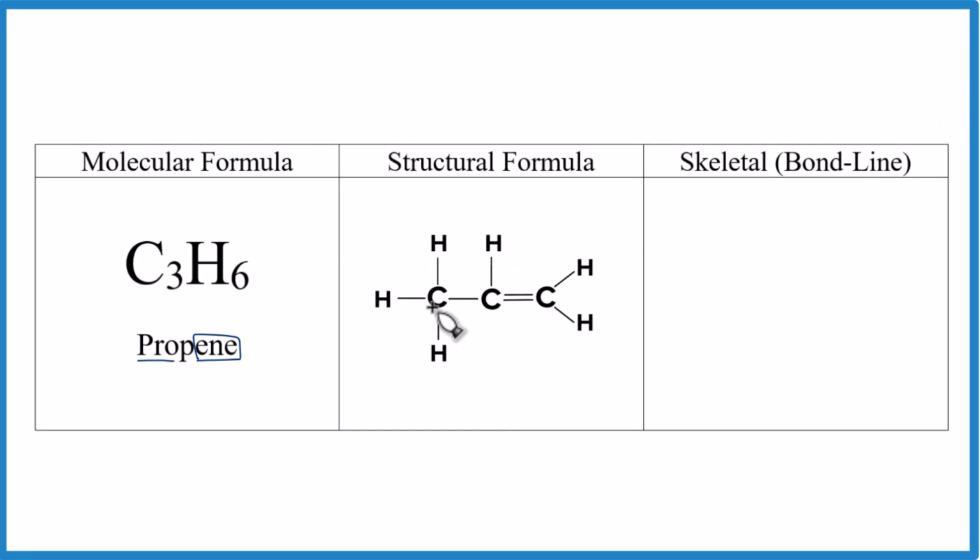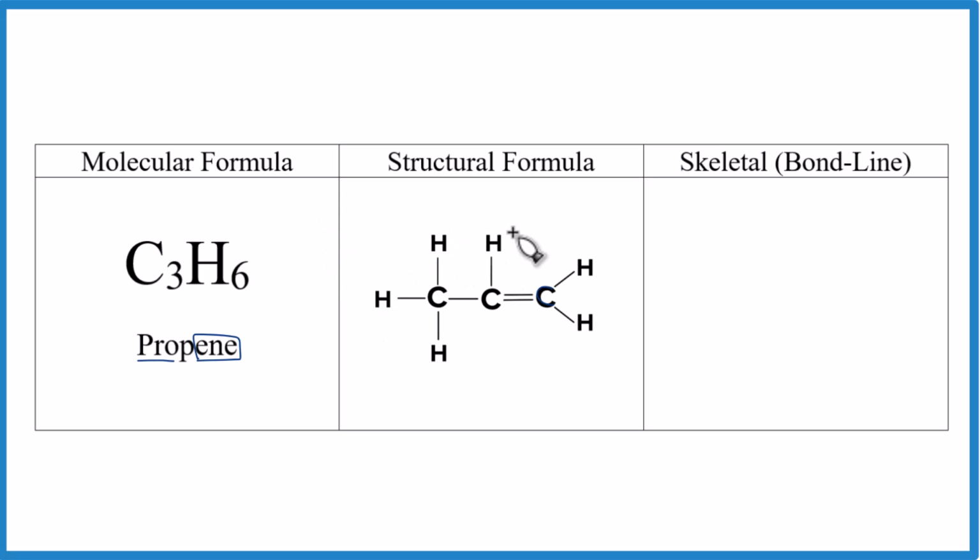So you can see we have 1, 2, 3, and then we have a double bond. And it really doesn't matter if we put it here or over here. It's going to be the same structure. So we have our hydrogens, and each carbon has 4 bonds. This carbon right here has 1, 2, 3, 4, and the other carbons have 4 bonds as well. 1, 2, 3, 4, and here 1, 2, 3, 4. So this is the structure for propene, C₃H₆.